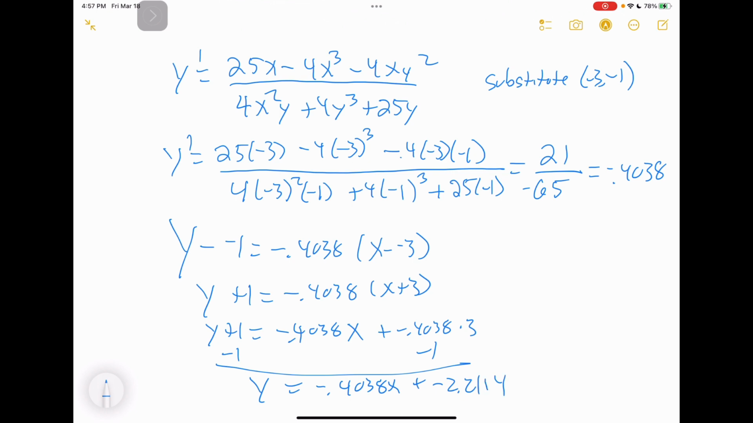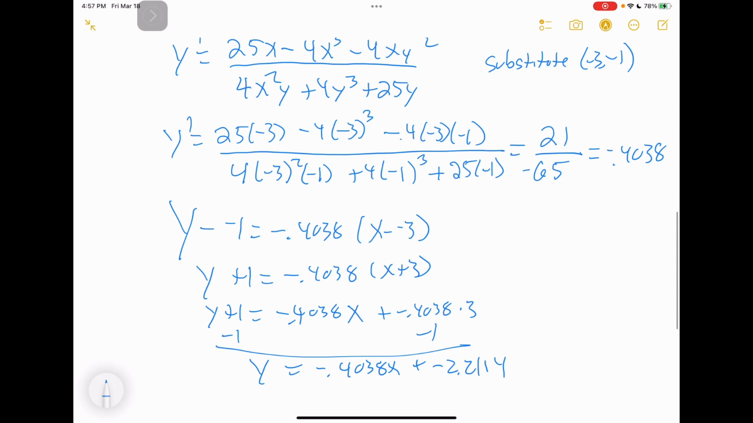Okay, and that's what it should be. Not sure what the book says, so if you're working it out and it's not lining up, I'm happy to give you credit for this. So, okay, there you go.